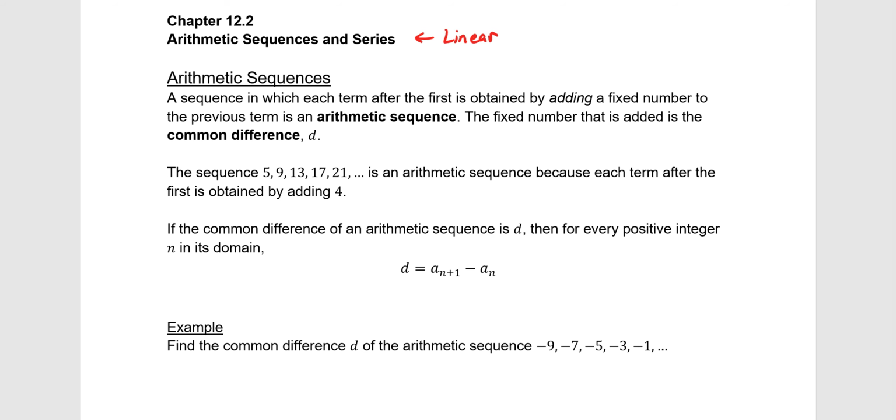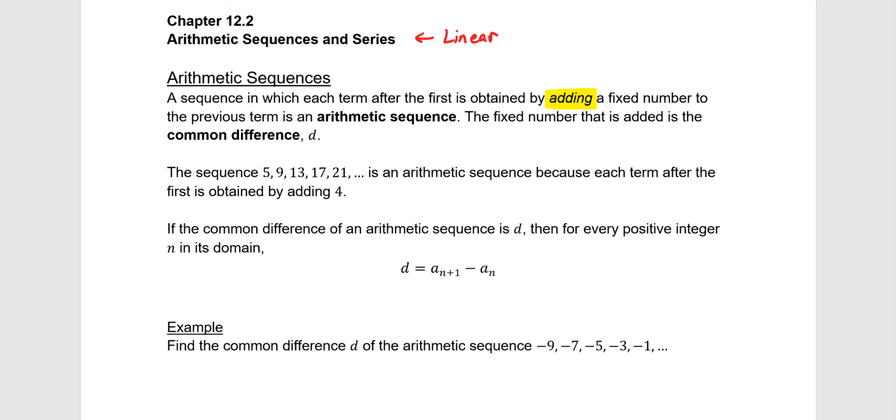Okay, so for the definition here, a sequence in which each term after the first is obtained by adding a fixed number to the previous term is called an arithmetic sequence. So this would be similar, well, exactly the same as the slope of a linear function. You're just adding this fixed number to the previous term to get the new term. The fixed number that is added is called the common difference, which we're going to denote with a D.